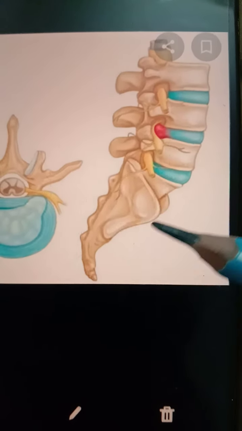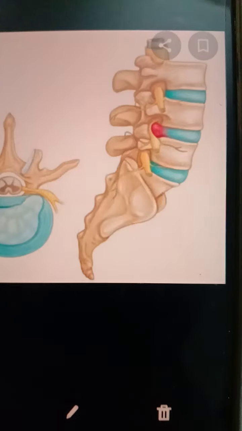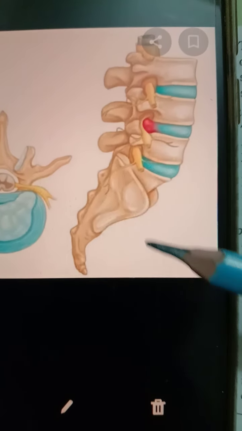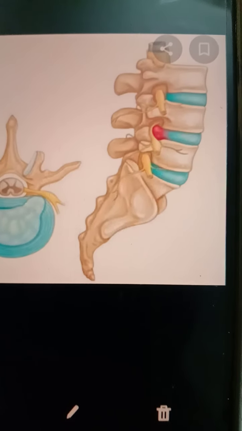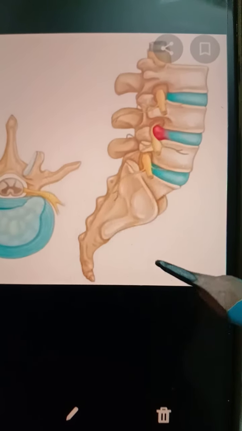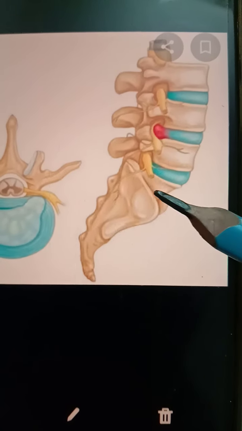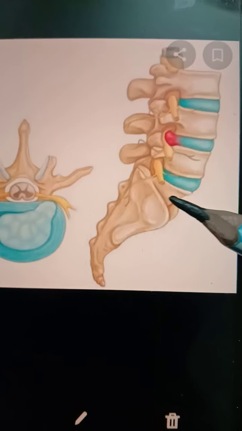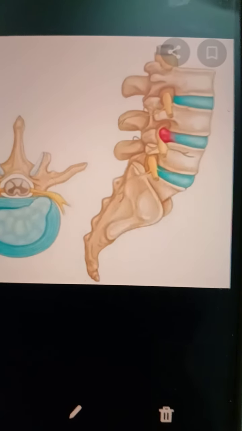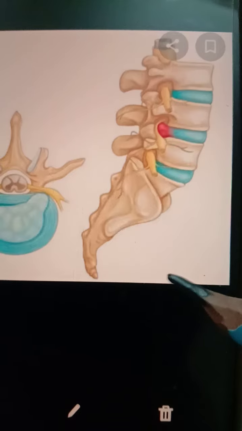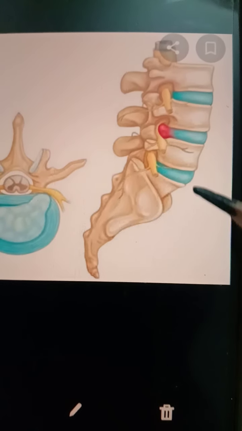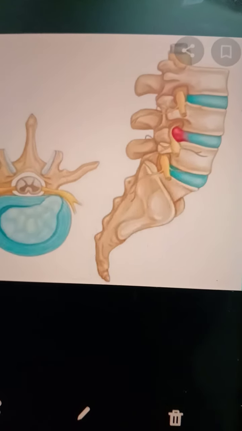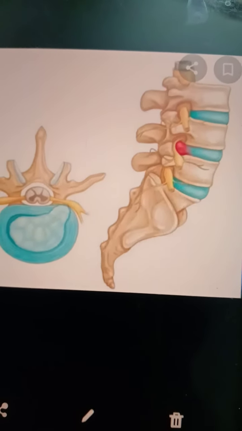So the fifth lumbar vertebra or its transverse process may be fused on one or both sides with the sacrum, and sometimes the transverse process may articulate with the ala of the sacrum. Here is the ala of sacrum, and this may press on the fifth lumbar nerve. So this one.